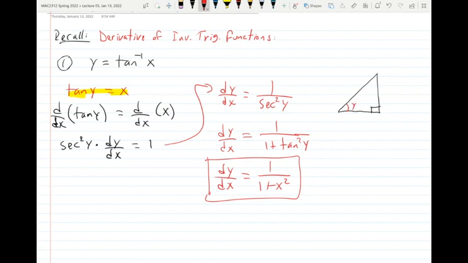And we know that tangent of y is equal to x, so tangent is opposite over adjacent. That means in this triangle, this side is x, and this one is 1, right? Because you can think of this x as being x over 1. Opposite over adjacent.